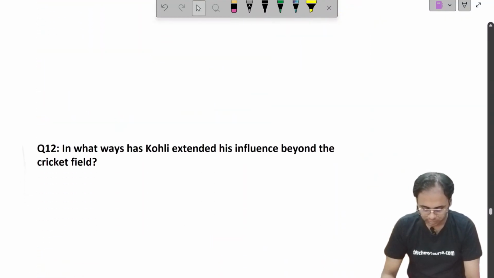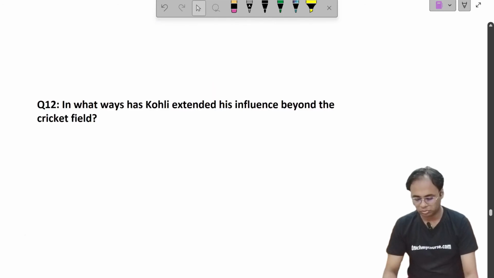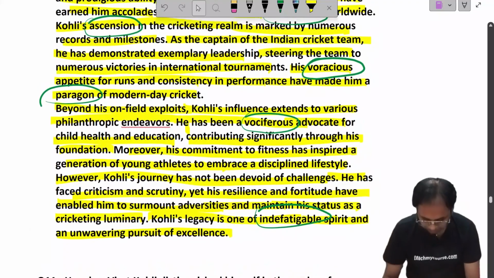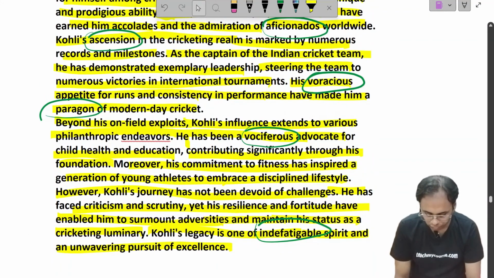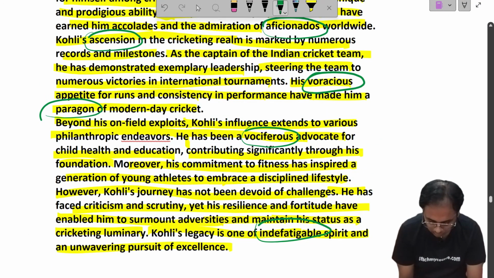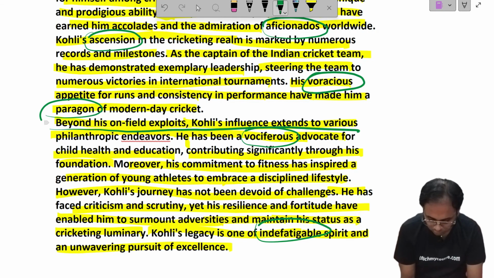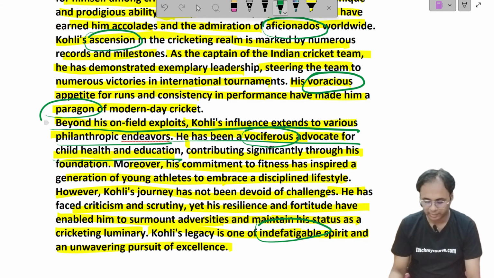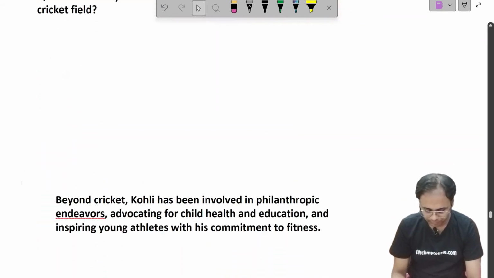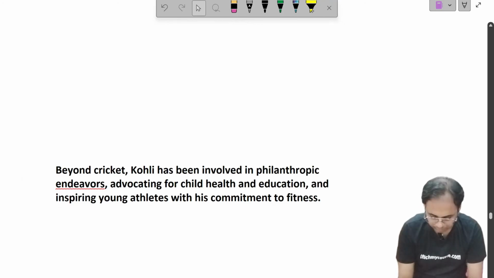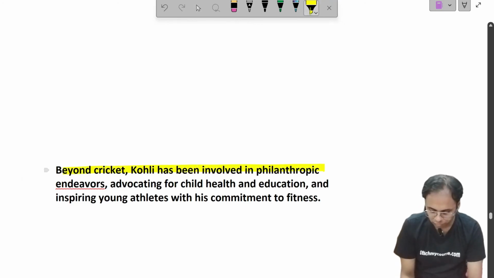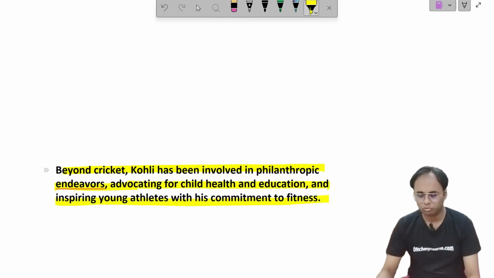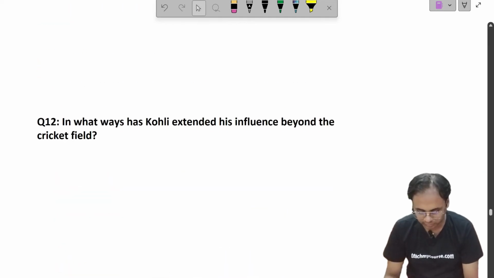Next we have, in what ways has Kohli extended his influence beyond the cricket field? We had a specific paragraph for that. Beyond on-field exploits, Kohli's influence extends to various philanthropic endeavors. He has been a vociferous advocate for child health and education. So we can just quote it here: beyond cricket, Kohli has been involved in philanthropic endeavors, advocating for child health and education, inspiring young athletes with his commitment to fitness. So this is what he is like beyond cricket.